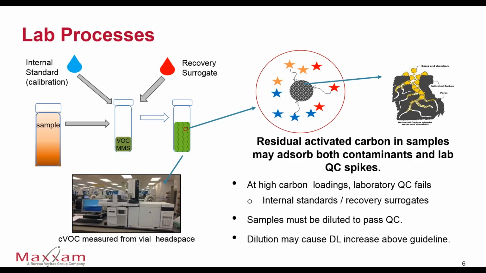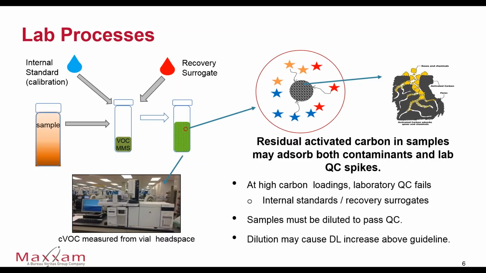Those are added to allow us to do calibration. And then on the right, you'll see that we also add something called recovery surrogates. They monitor to make sure we're getting good recovery from every sample. And if we're not getting good recovery, we know that we can't report because it's not going to comply with our quality systems that require good recovery.